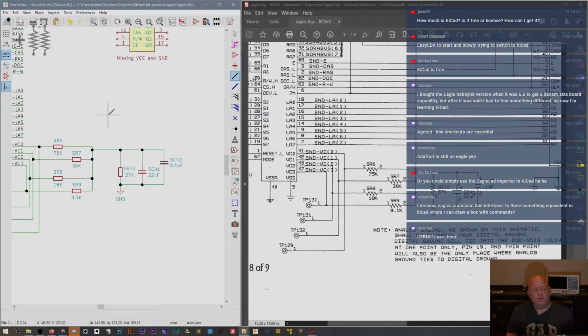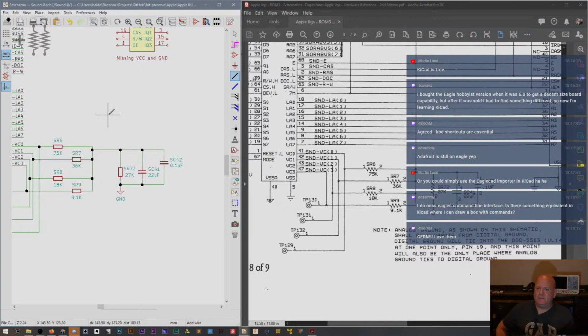Yeah, the EagleCAD importer in KiCad does work fairly good, but it's not perfect. If you just need to look up something in somebody else's schematic, I think it's good enough. Yeah, the command line interface in Eagle. KiCad doesn't really have something like that. There's some scripting you can do with Python, but it's nothing like the CAD system that Eagle had. In fact, I dissed it by saying it was antiquated, but there were some benefits to its user interface.